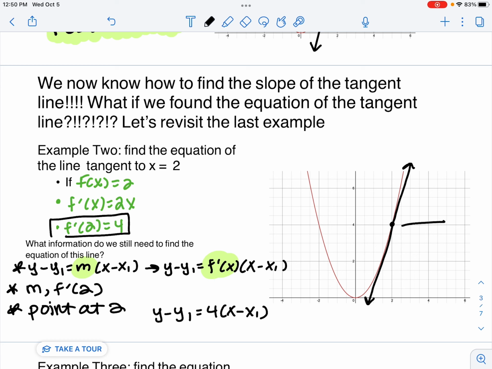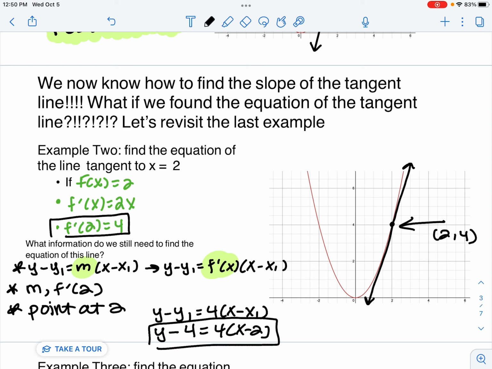And then we just need at least 1 point on this line. Because this graph is pretty easy to read, you can tell right here that this point is 2, 4. So I can go ahead and just plug that in. Y minus 4 equals 4 times x minus 2. And so that's our answer.